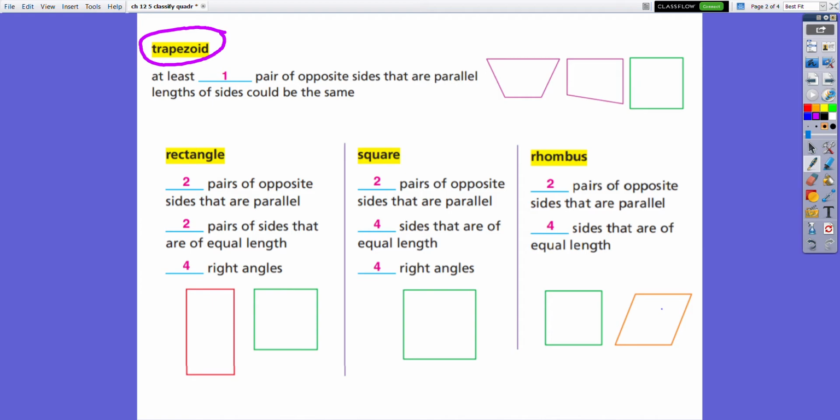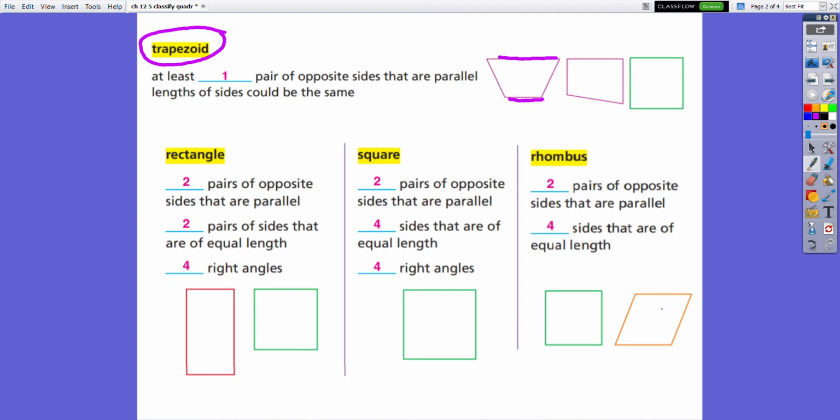Trapezoid is a quadrilateral shape. It means a shape that has four sides, four angles. But what is special about this trapezoid? Trapezoid means any shape that has one pair of opposite sides that are parallel. So one pair, look at this for example. One pair of opposite sides that are parallel.